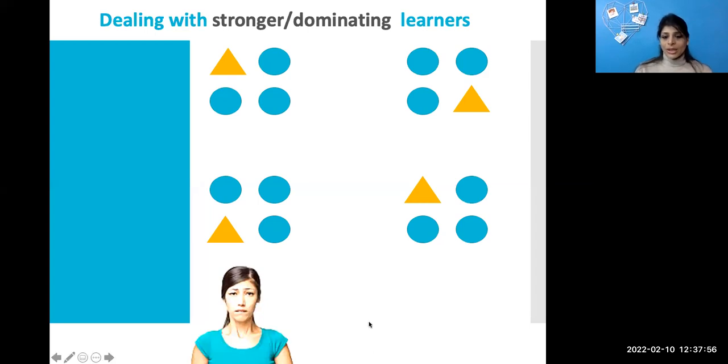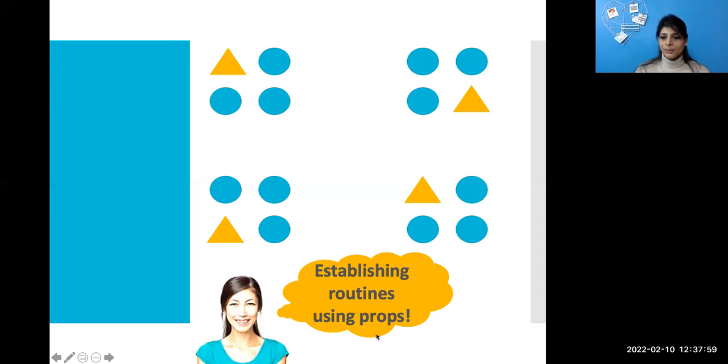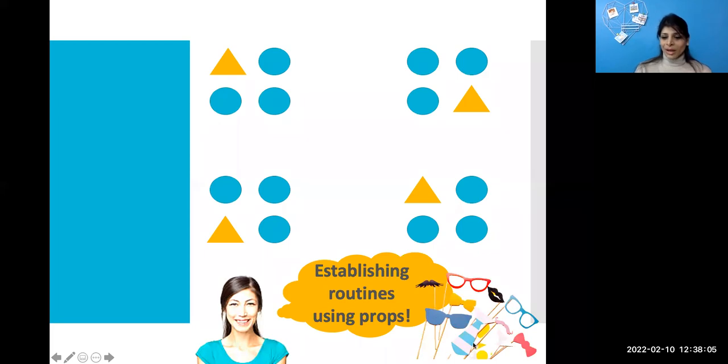The first thing we could do is establishing routines using props. I have a few examples of props we can use here on the screen. What we could do is give each group one prop. The rule would be that only the person holding the prop is allowed to speak. And the other rule that you need to establish is that you can't hold the prop for more than 30 or 40 seconds.